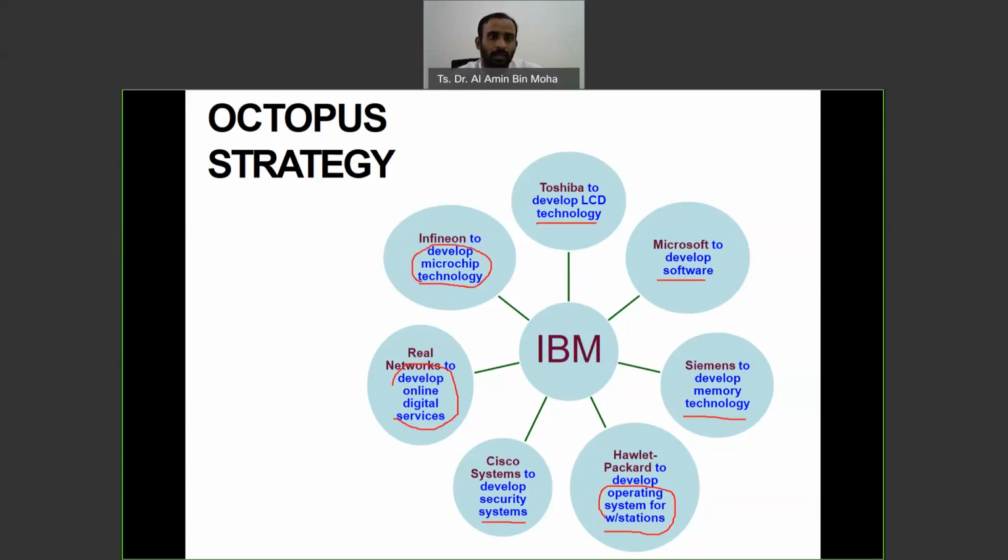So this is the example. Things may be different from what they are currently doing, but this is the example. For this IBM, they have identified partners, suppliers, people, and organizations who can work together with them. So they have Toshiba, Microsoft, Siemens, Hewlett Packard, Cisco Systems, Real Networks, and Infineon to play their roles. So this is what we call the octopus strategy.